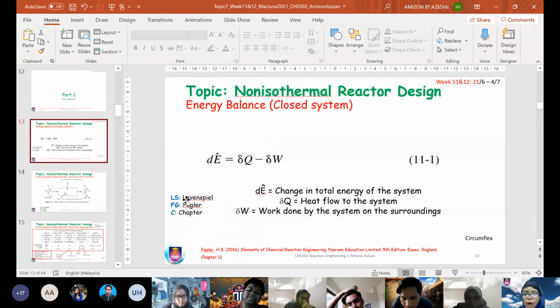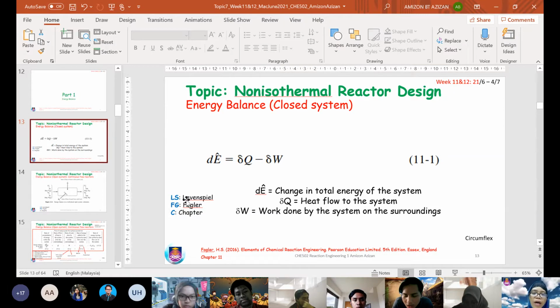Now, for non-isothermal, simply, during the reaction the temperature changes. It is not constant. So when temperature changes, the energy also changes during the reaction. What is important is that when we are dealing with isothermal conditions, we write the thermal balance. Now, for the non-isothermal condition, we write the energy balance.